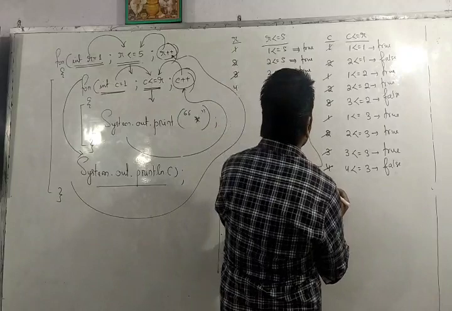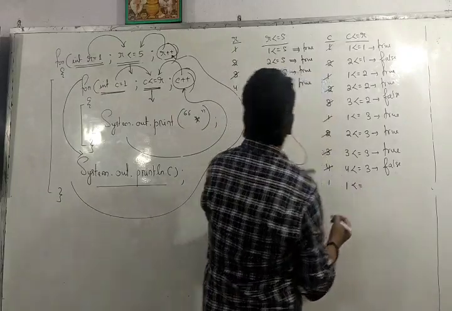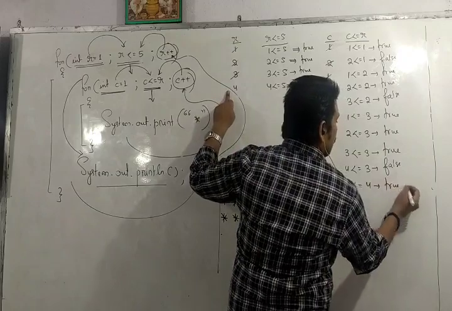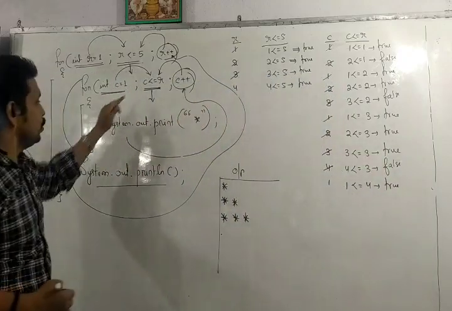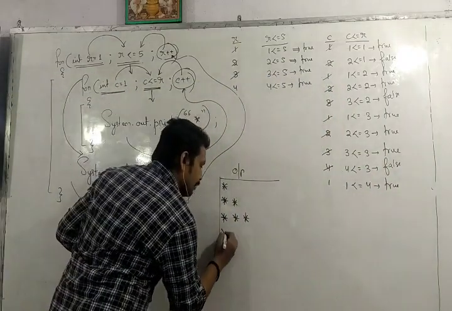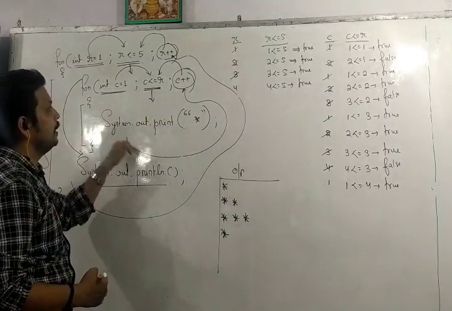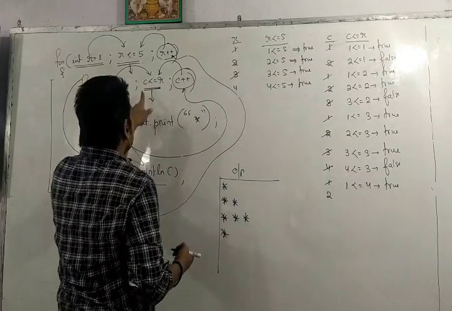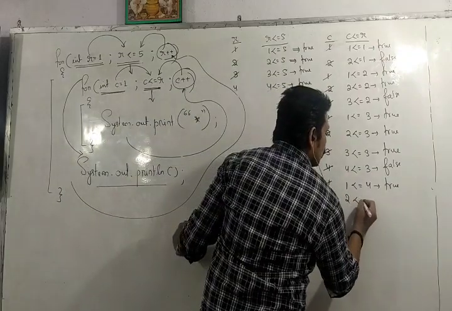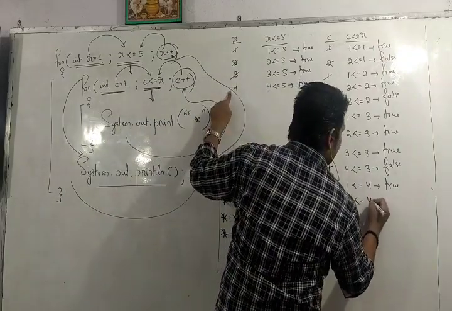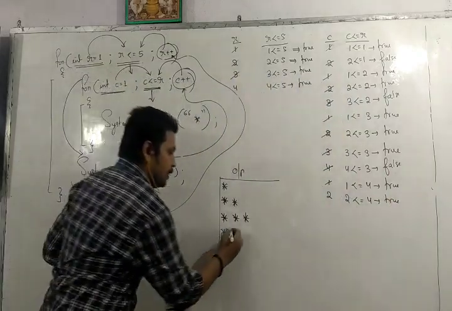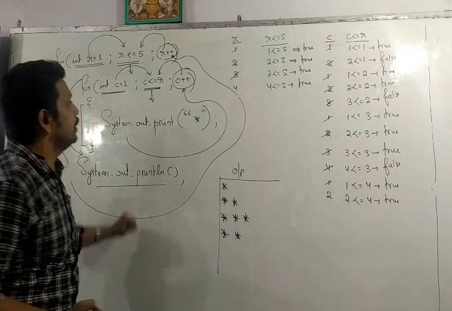Okay. Then the control will go to the testing expression of the inner for loop, C less than equal to R. What is the value of C? It is 1. 1 less than equal to R. What is R? It is 4. So here we will get true. If we are getting true, then star will be printed. Then again C++. C is 2. 2 is less than equal to R. R is 4. Yes. If the condition is true, then star will be printed.